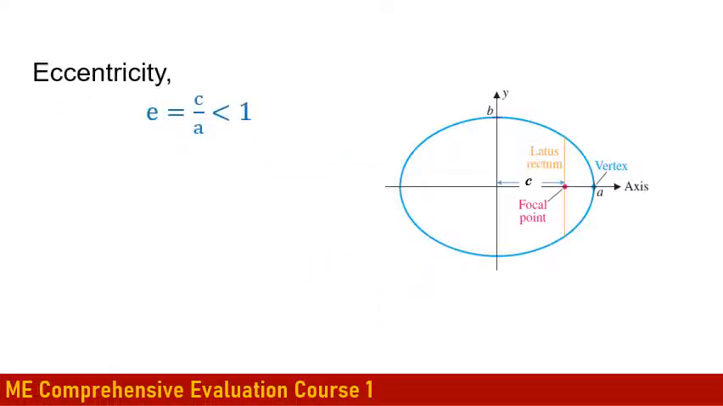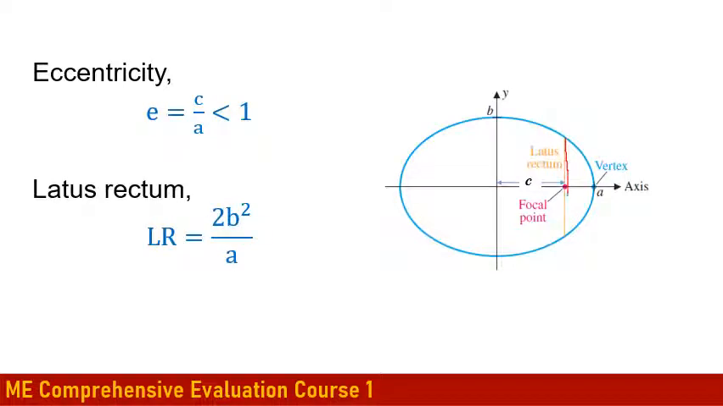Then we also have the eccentricity of the ellipse. The eccentricity is defined as C over A. That would always be less than 1. So take note that the relationship of A, B, and C is given in the previous slide. For the latus rectum, so this is the latus rectum. It is still the line that passes through the major axis, perpendicular to that, and passing through the focal point. So that's the latus rectum, and it can be derived using the formula 2b squared over A. Again, A is always greater than B.